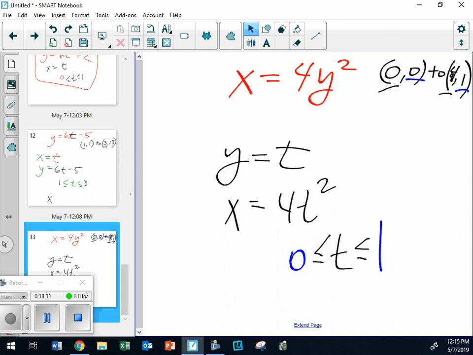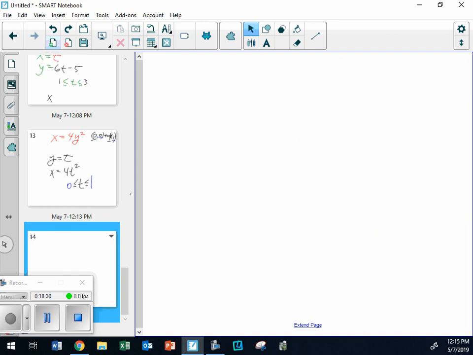Are there other ways to do the problem? Yes. Unfortunately, with the amount of time we have, I don't have time to explain all the different ways you could have done that. But I would suggest if they give you a y equals equation, set x equal to t. And then if they give you an x equals equation, just set y equal to t. All right. Next.